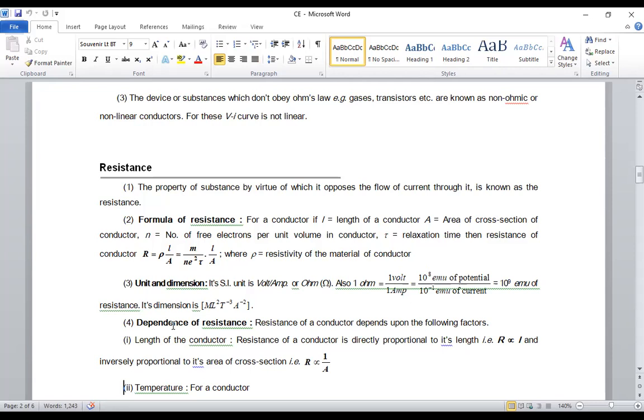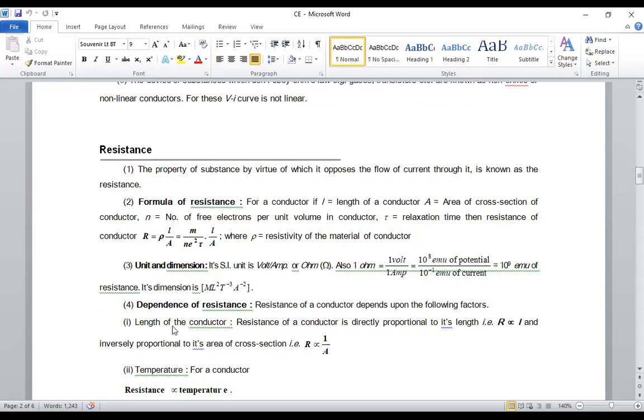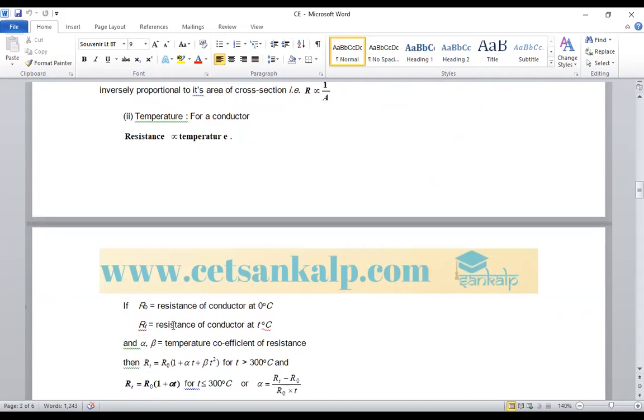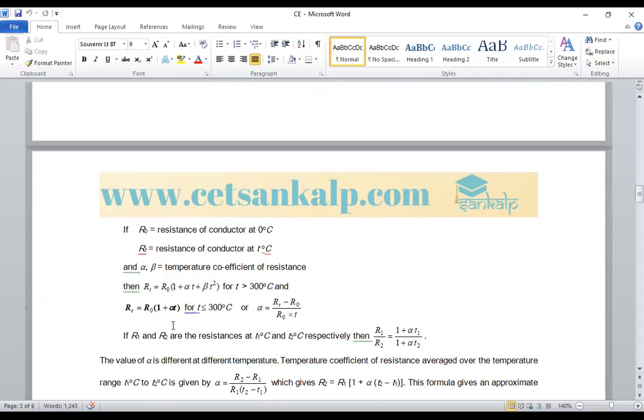and finally it can also depend on temperature. The unit of resistance is ohm. Next, if you see, resistance is going to depend on temperature. From that particular case, you can say temperature coefficient of resistance. Temperature coefficient of resistance. So here you can see the formula.